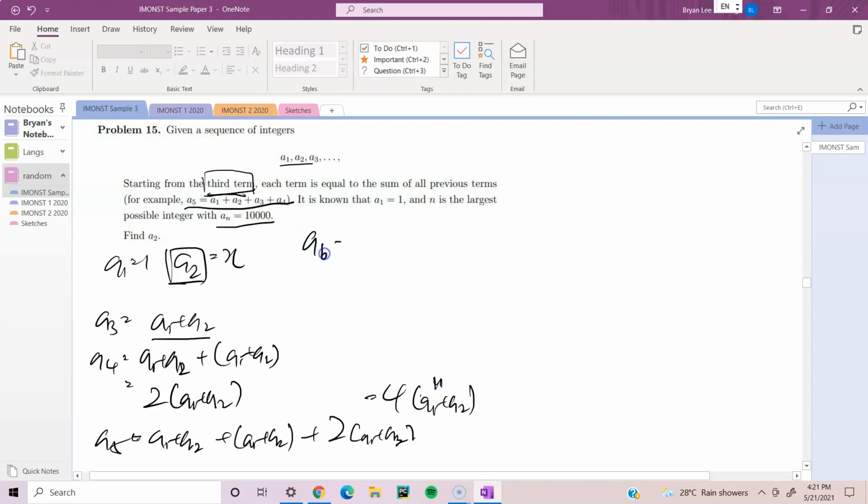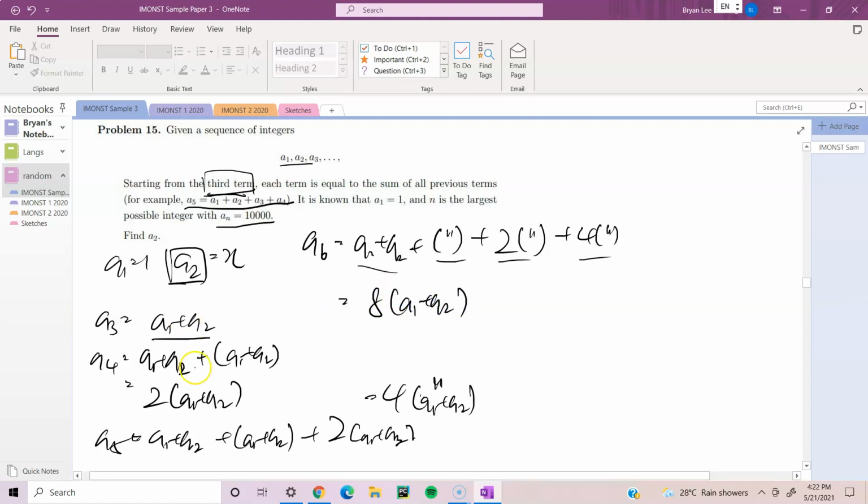Okay, so a6 is a1 plus a2 plus a3, which is a1 plus a2, then plus a4, which is 2a1 plus a2, and then plus a5, which is 4a1 plus a2. So 1 of these, 2 of these, 4 of these, 8 of these. So a6 is 8a1 plus a2.